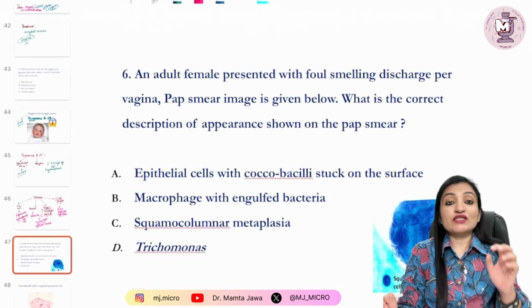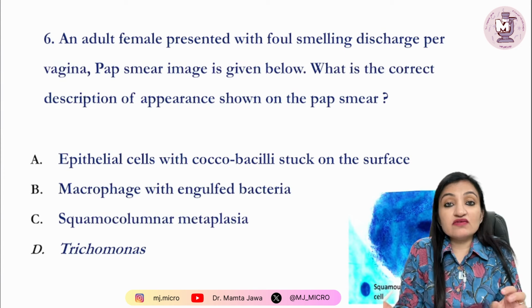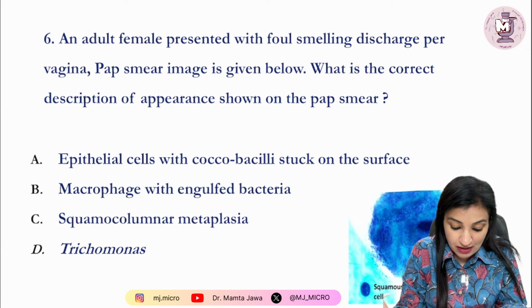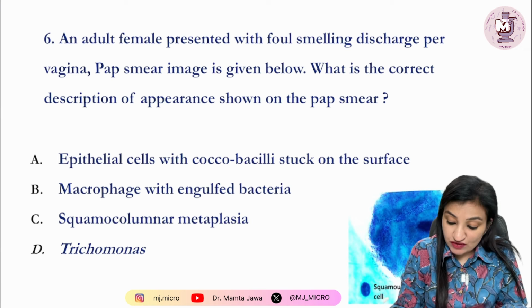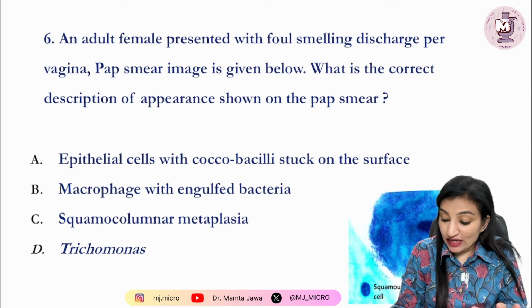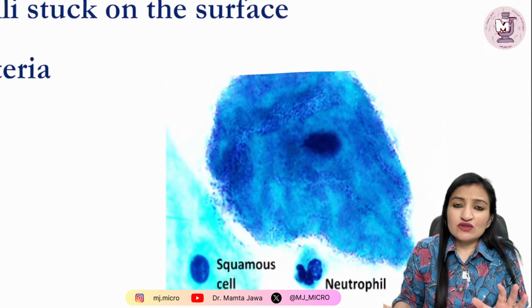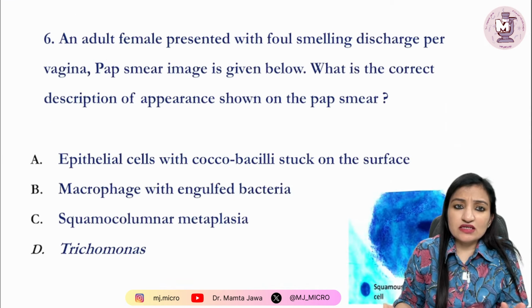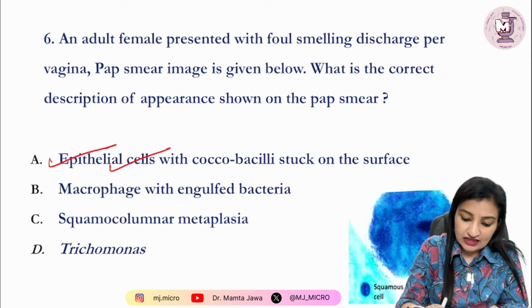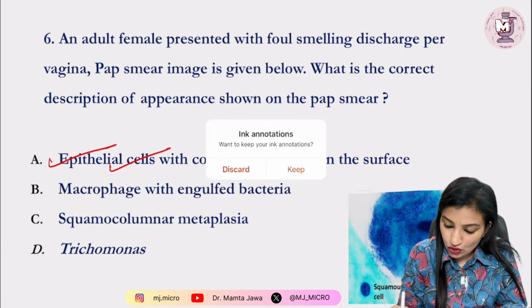Then next question. An adult female presented with foul smelling discharge per vagina, pap smear image given. What is the correct description shown on the pap? Epithelial cells with cocobacilli stuck on the surface, macrophage with engulfed bacteria, squamocolumnar metaplasia, or trichomonas. Now let me zoom the picture. This is a clear picture of what? This is nothing but a clue cell, that is the epithelial cells with cocobacilli stuck on the surface, and that is the answer to this particular question.